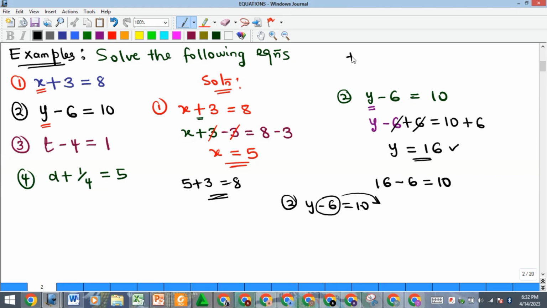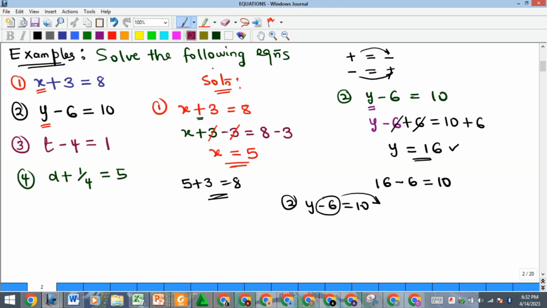If your plus crosses the equality sign, if I have plus anything, any positive number, whether number or alphabet, crossing the equality sign, the sign will change to minus. If minus crosses the equality sign, the sign will change to plus. Okay, so take note of that.